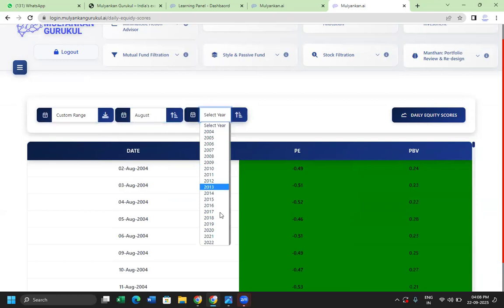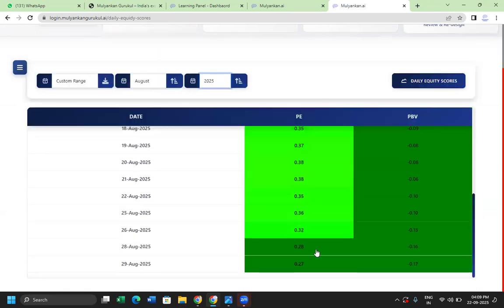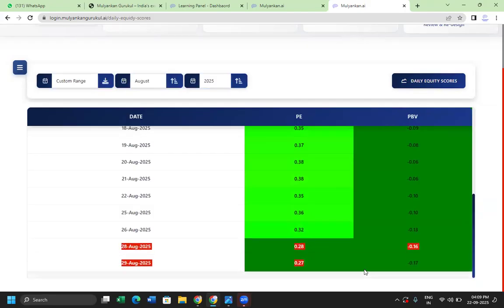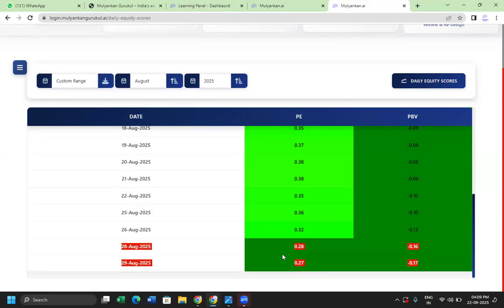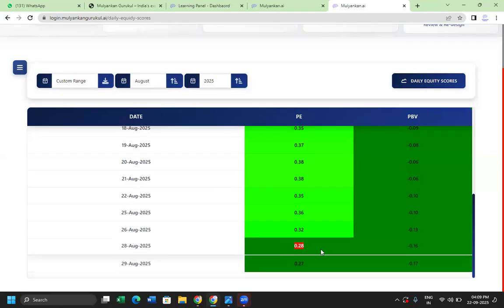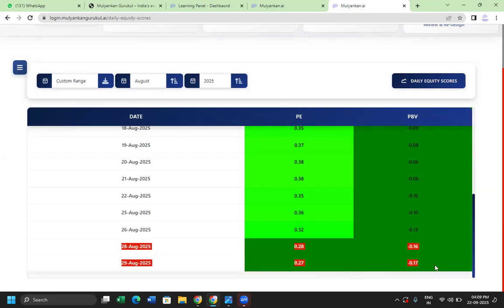On 28th and 29th August, we have clearly shared within the score also that these are the two dark green zones. That means these were the days when you have to stop the STP and convert it into lump sum mode. This was the end of day score for 28th and 29th of August. Both were dark green. Although scores were favorable currently, within that favorable zone these were the two best days to convert your STP into lump sum.